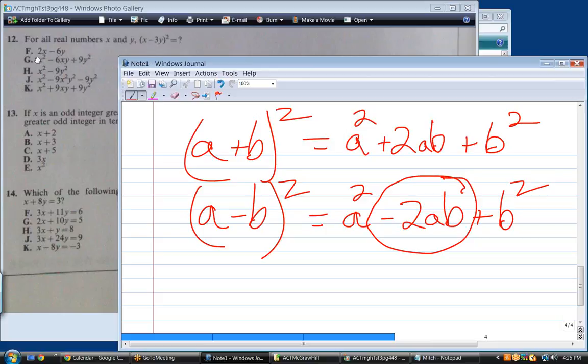And again, all I have to do is the first 2 terms, and it's the only answer on there that has those first 2 terms. So I don't really need to do the last term either.